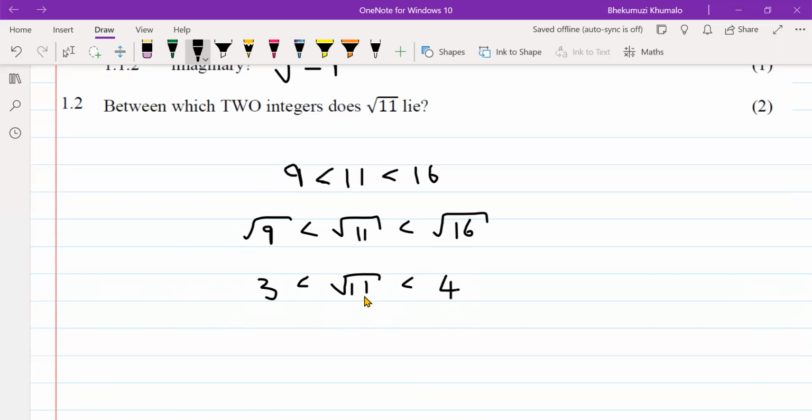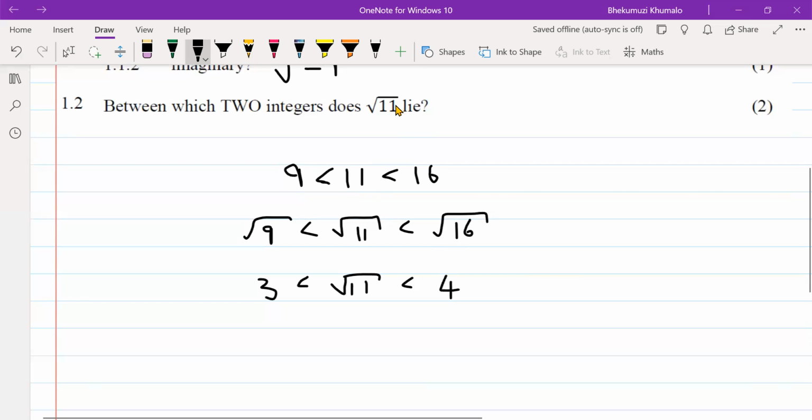Right? So square root 11 is definitely between 3 and 4. Okay, so this definitely lies between 3 and 4. It's quite clear that once we do it that way, then we know that it's definitely between 3 and 4. Okay, so basically that's how we did this one.